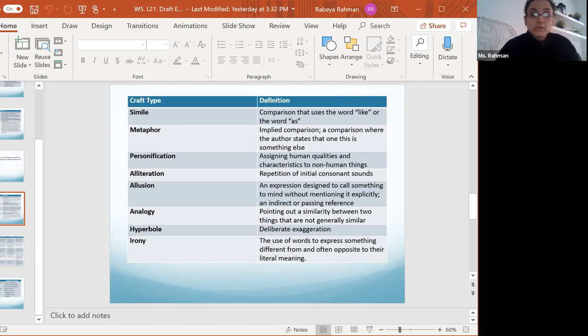Think about grammar. What are those allusions that we know? We know those biblical, literary, mythological, right? Analogy, pointing out a similarity between 2 things that are not generally similar. Hyperbole, deliberate exaggeration. And the last one is irony, the use of words to express something different from and often opposite to their literal meaning. Okay, the goal is to at least include two.